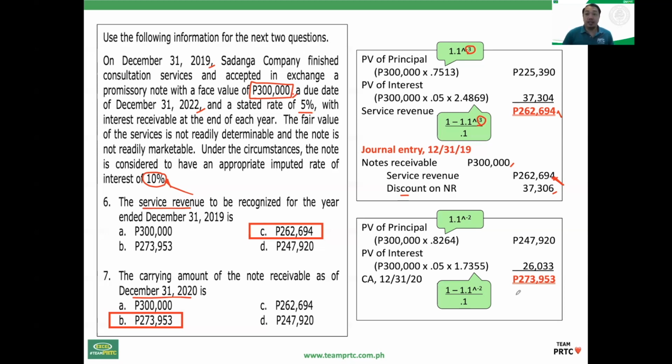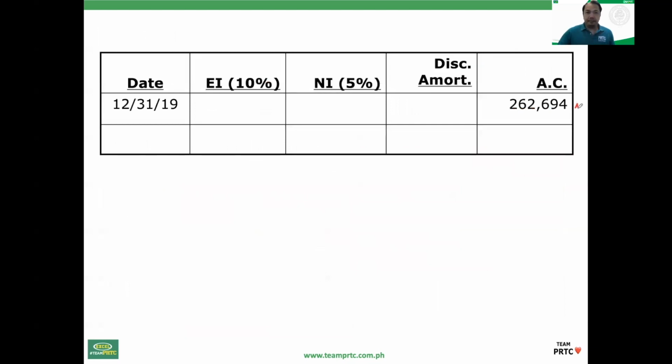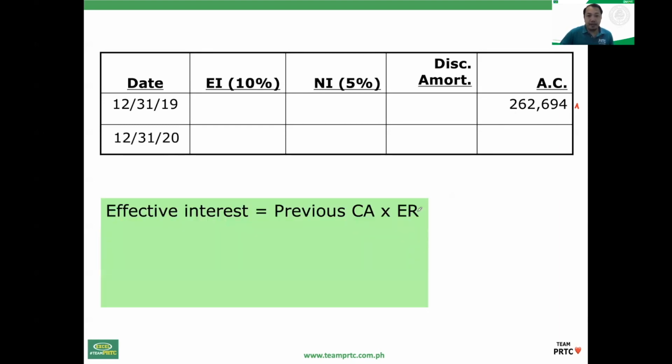Computation of the carrying amount using the traditional amortization schedule. This is the carrying amount initially. Effective is 10, nominal is 5. Okay? So, the difference, amortization of discount. At December 31, 2020, previous CA times effective rate. So, ito yung previous carrying amount. Multiply mo yan ng 10%. That's the effective interest. In case ang requirement ay interest income in 2020, ito yung answer. So, interest income yan, 2020.